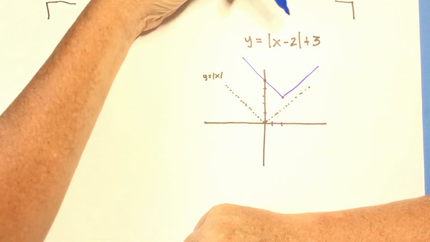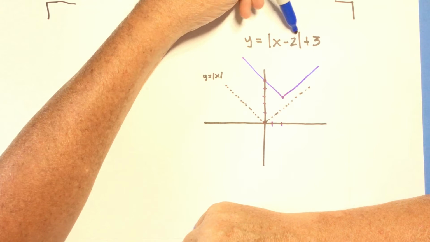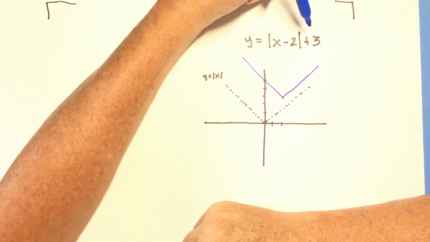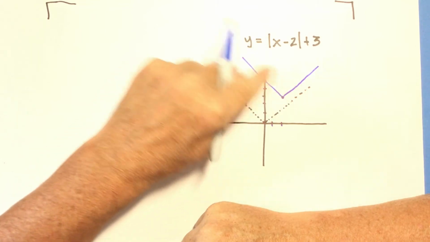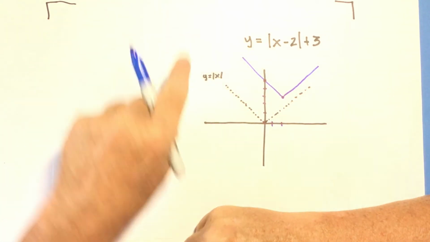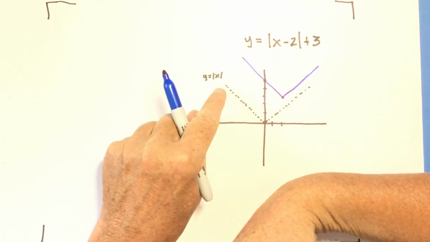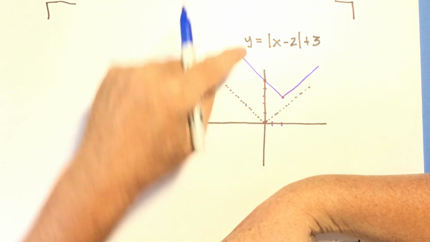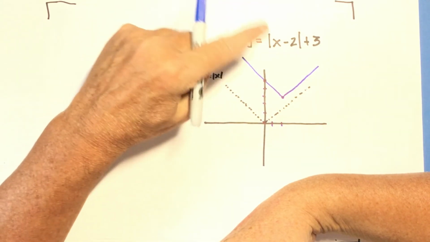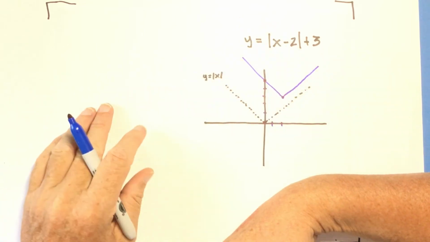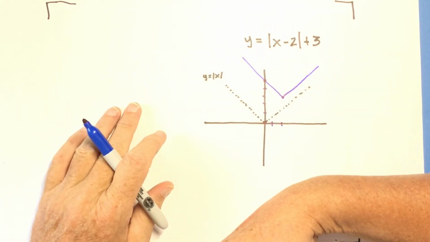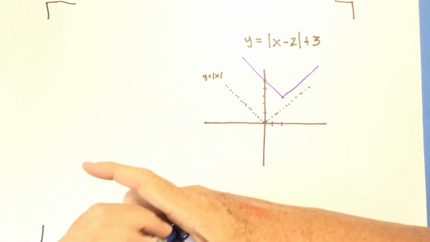So just by paying attention to what happens to my graph when I add or subtract numbers inside the absolute reference and outside the absolute reference, I can predict what's going to happen to my parent graph. So once I have a good idea of what my parent graph looks like, this is called translating. I can just translate my new graph based on what I'm doing with numbers inside here. Easy peasy lemon squeezy, right? Right. All right, let's do another one.